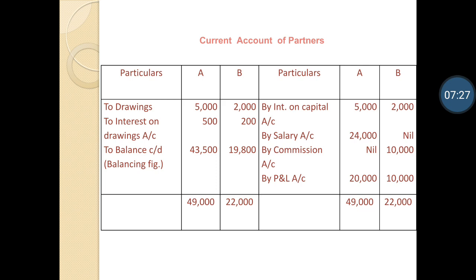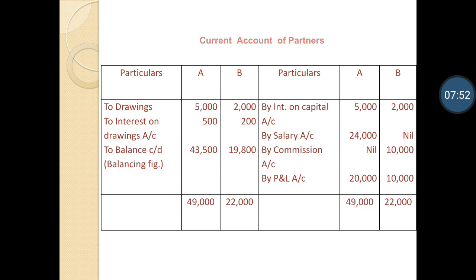I would like to mention one more thing here. Instead of profit, if it is a loss, then instead of the credit side by balance P&L, it would have gone to the debit side to the P&L account. The profits are distributed on the credit side and the losses are distributed on the debit side. This is how we are supposed to prepare the capital account and current account in different cases.